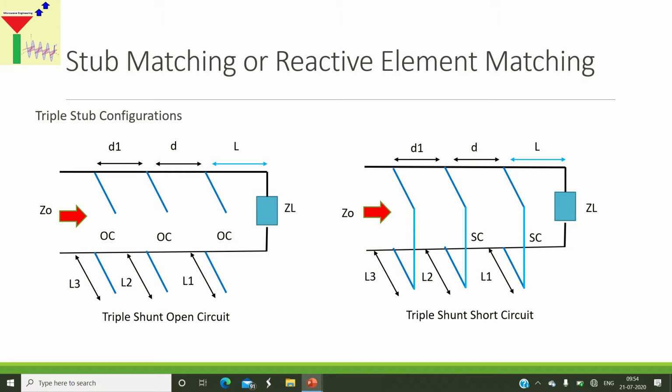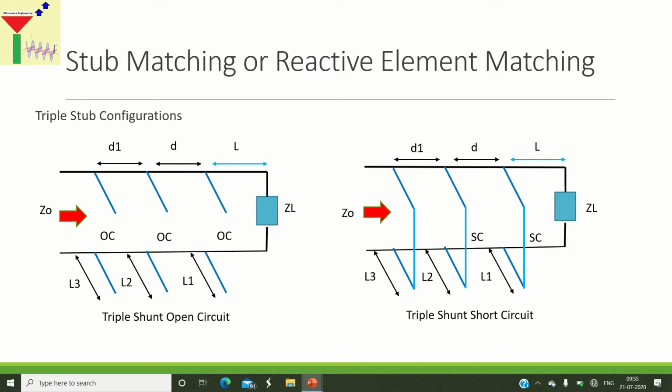Okay. So the triple stub shunt open circuit configuration is shown on the left hand side, and the triple stub shunt short circuit configuration is shown on our right hand side. Now please remember that similar to the double stub configuration, here also we can make use of a series stub. But as I already told you, series stubs are not preferred when compared with a shunt stub. So here we will show the configuration of triple stub in terms of shunt configuration only.